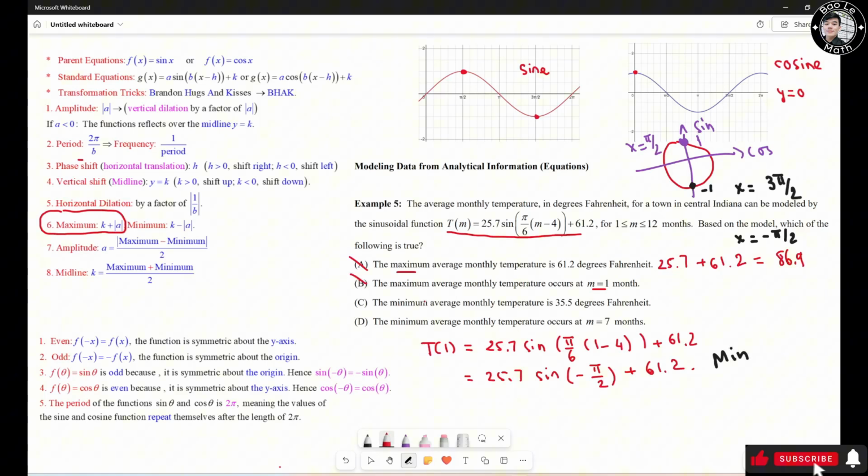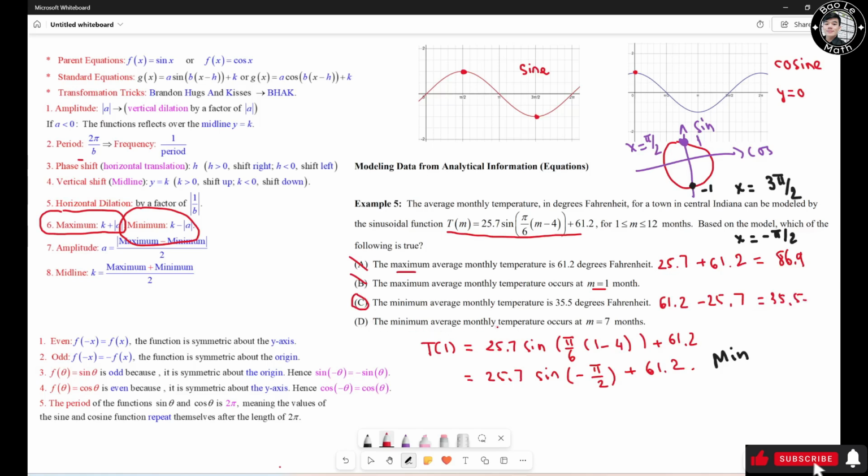Now question C: the minimum average monthly temperature is 35.5. We use this formula right here to calculate the minimum. So we have the midline 61.2 minus 25.7 equals 35.5. So this is the right answer, right?